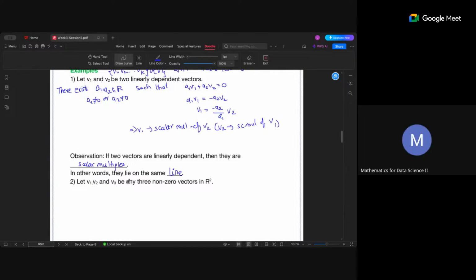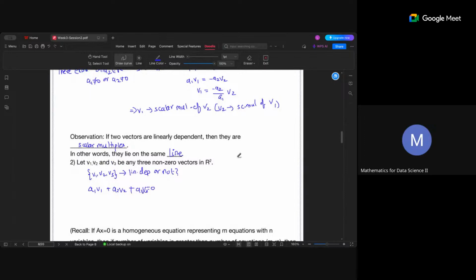So now you have three vectors. My question is, are these three vectors linearly dependent or not? I'm asking whether this set V1, V2, V3 is linearly dependent or not. For that, we have to find at least one non-zero coefficient for this expression. V1, V2, V3 are vectors from R2, so we will write V1 as (x1, y1), V2 as (x2, y2), and V3 as (x3, y3).